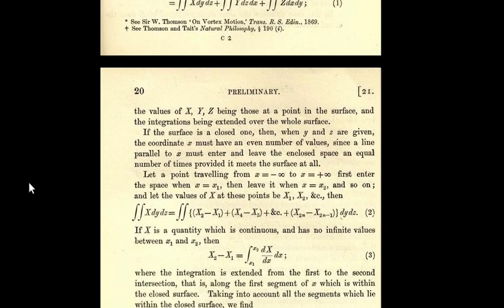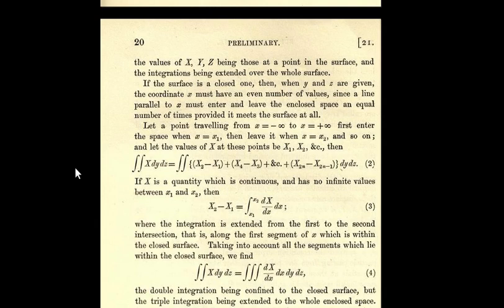If the surface is a closed one, then when y and z are given, the coordinate x must have an even number of values, since a line parallel to x must enter and leave the enclosed space an equal number of times, provided it meets the surface at all. Let a point traveling from x equals minus infinity to x equals plus infinity first enter the space when x equals x1, then leave it when x equals x2, and so on. And let the values of x at these points be x1, x2, and so on.